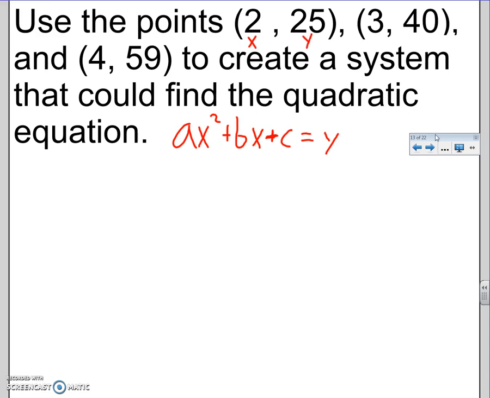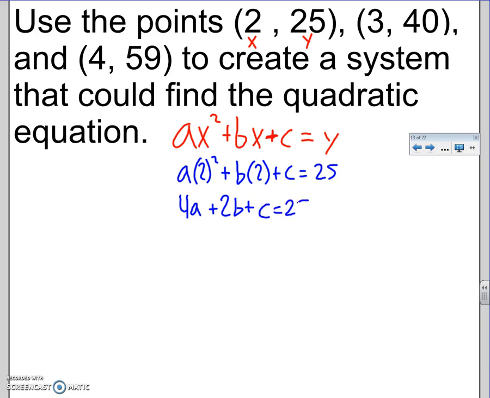Alright, if x is 2 and y is 25, this is a times 2 squared plus b times 2 plus c equals 25. We fix that. 2 squared is 4. So this is 4a plus b times 2 is 2b plus 1c equals 25. This is my first one done.